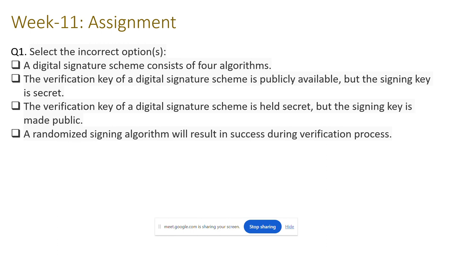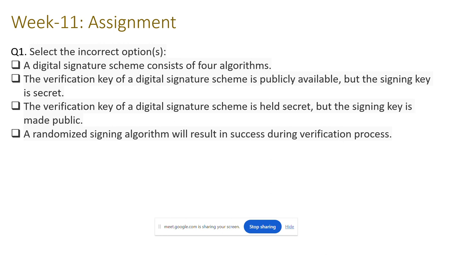And then the last algorithm is the verification algorithm, where given a message M and the corresponding signature, you have to verify whether the signature is indeed a valid signature on the communicated message M using the verification key, right? So the first statement is wrong, and the second statement says the verification key of a digital signature scheme is publicly available, but the signing key is secret. This is true, already mentioned. And the third statement is exactly opposing the second statement, so of course the third statement is wrong.